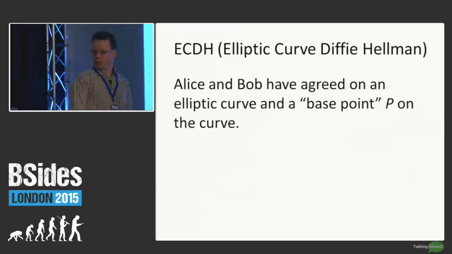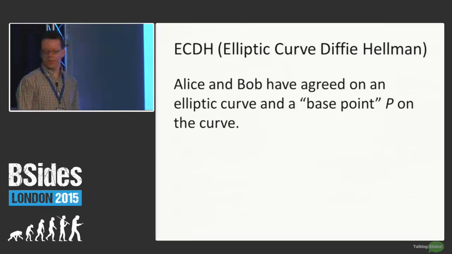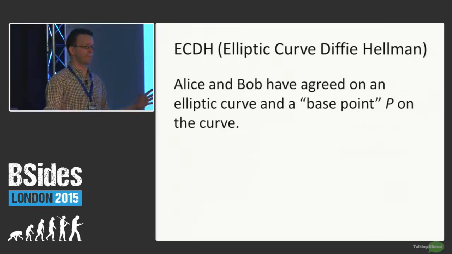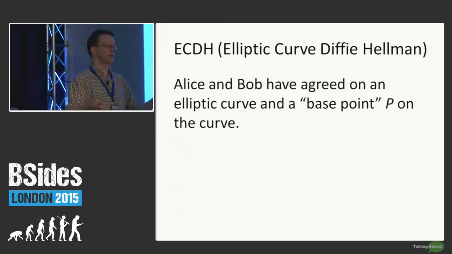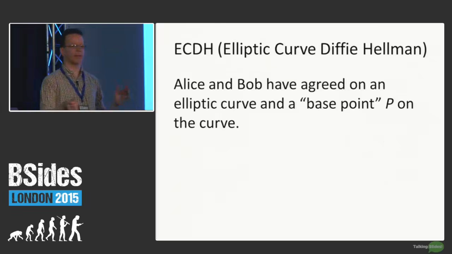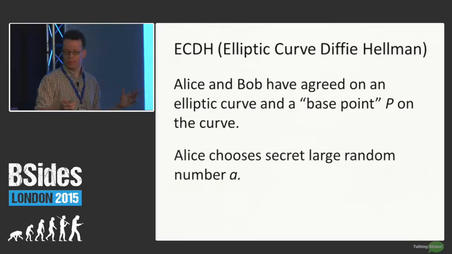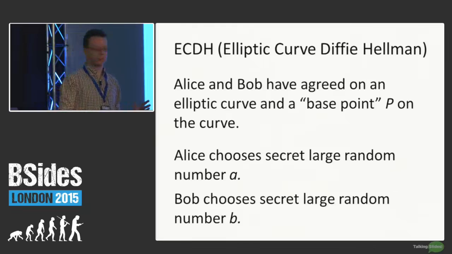So the algorithm is as follows. First, they agree on an elliptic curve to use, and as I said, there are many different curves, and the base point P on this curve. Alice then chooses a large random number A. She doesn't tell anyone about that. She just keeps it to herself. And Bob chooses a large random number B, lowercase b.